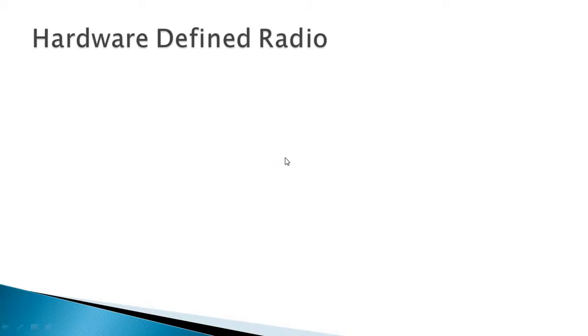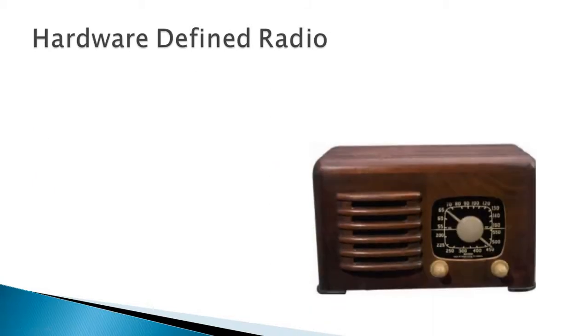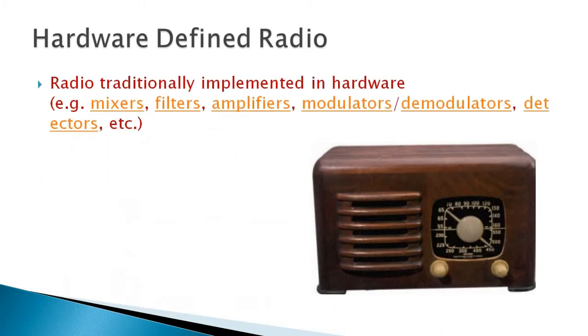First, what is hardware defined radio? All of you must have seen this radio in our old days. All the components, everything was hardware, and you must have listened to old songs and FM radio. So basically hardware defined radio is traditionally implemented in hardware. For example, mixers, filters, amplifiers, modulators and demodulators, detectors, etc. All these components are implemented using hardware. That is nothing but hardware defined radio.